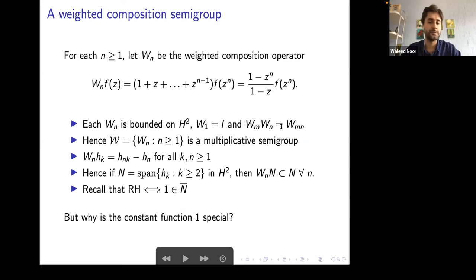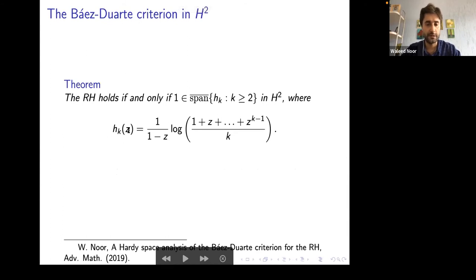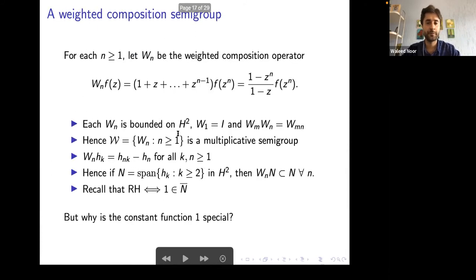In other words, this means that they're determined by the primes because of the multiplicity. So hence, this semigroup is a multiplicative semigroup. And another interesting property it has is that the image of each of the HK, remember HK are the functions whose span we are interested in, the closure of the span. If it contains one, then we have the Riemann hypothesis, of course. It turns out that the image of HK is actually HNK minus HN. So it's a linear combination of the HK.